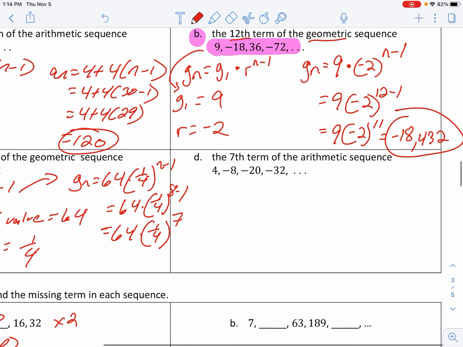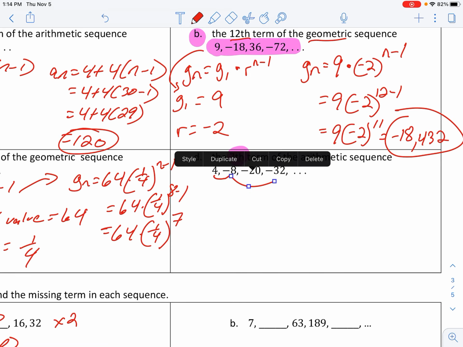Letter D, number 7, letter D. Find the 7th term in this arithmetic sequence. Now, it's arithmetic, so we're adding or subtracting something. We're starting at 4, going down to -8, going down to -20, going down to -32. So we're adding to go from one to the next, which in this case, we're adding a negative. A negative what? Negative 12, okay? So 4 minus 12, there you go. So it does confirm it's an arithmetic sequence.